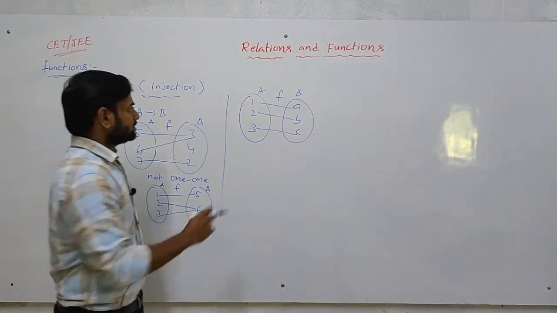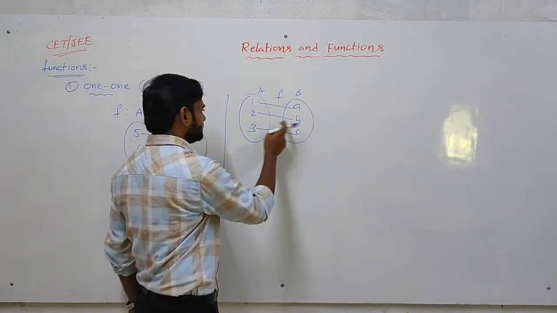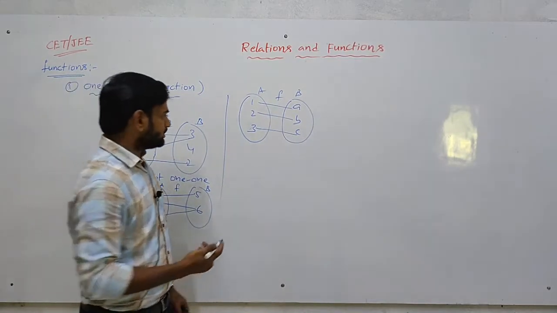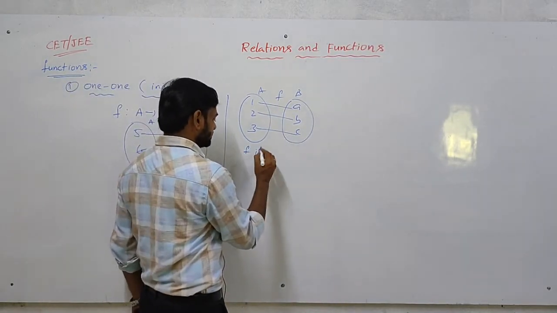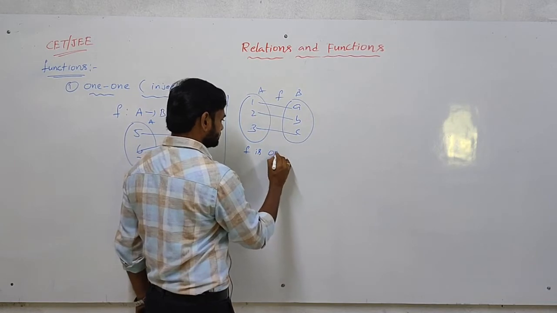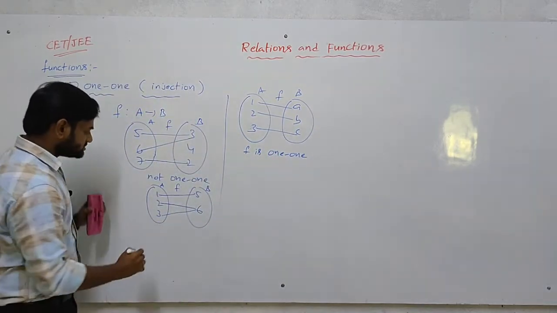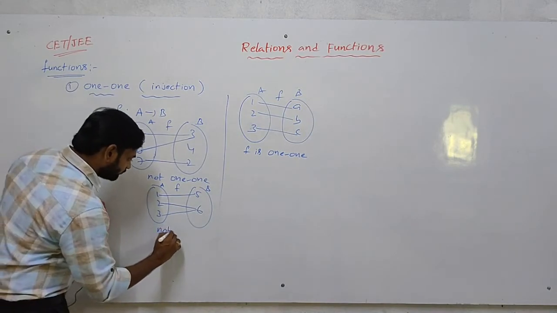Now see, the image of 1 is A, the image of 2 is B, the image of 3 is C. Different elements have different images. So it is a function. F is not a 1-1 function. This F is not 1-1.